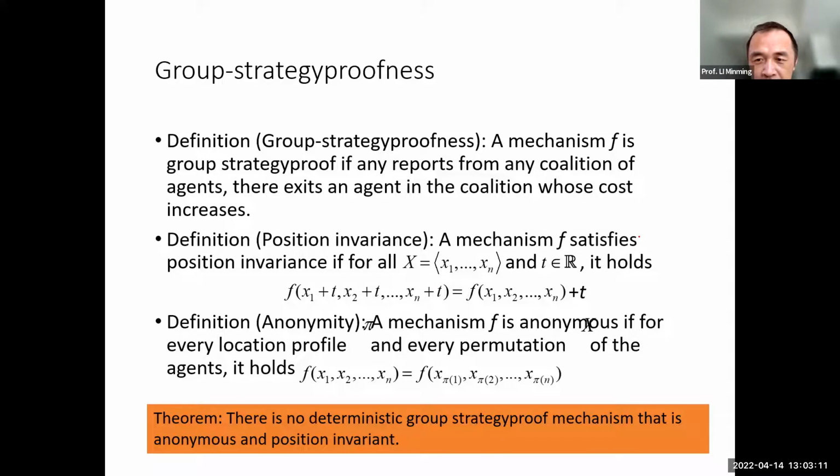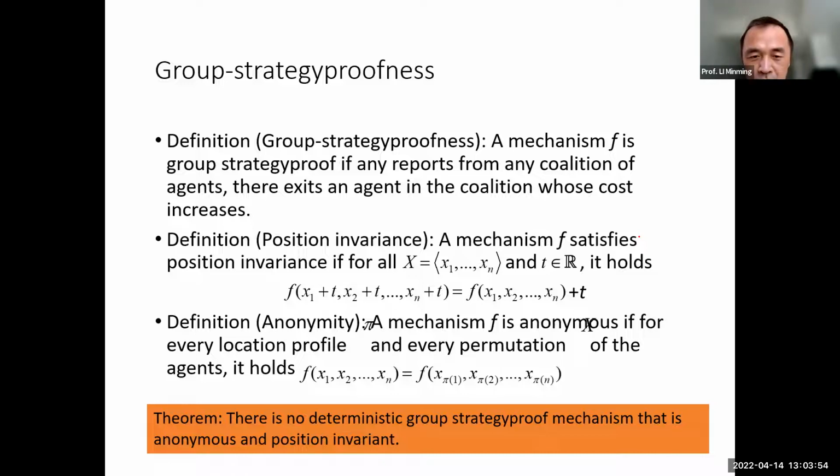Okay, and then the second property is the following. It's called position invariance. What's this? It says that suppose I move all the agents' locations to the right by the same distance, t, and then the output location of the facility should also be moved to the right by the same distance. In other words, we hope that the mechanism's output will be based on relative position, not absolute position. So if you shift all the people to the right by 1 meter, then the location of the facility should also be shifted to the right by 1 meter. Okay, so this is called position invariance.